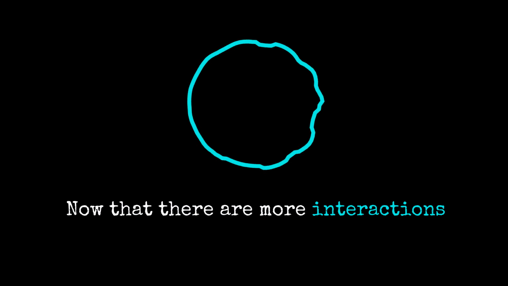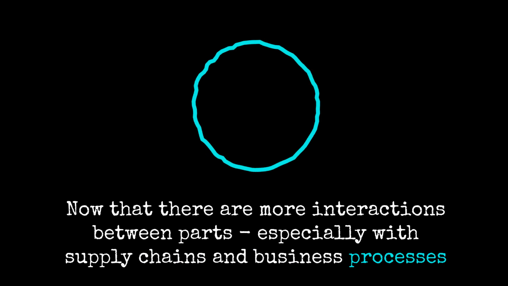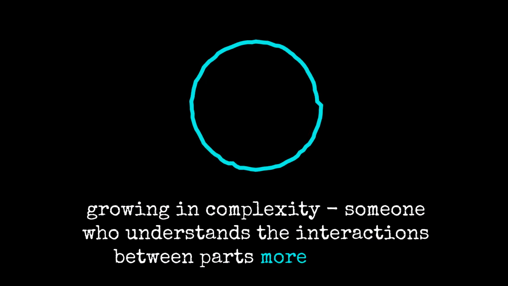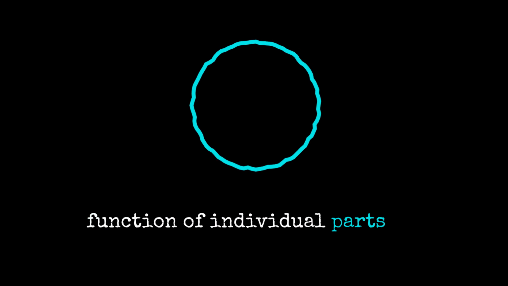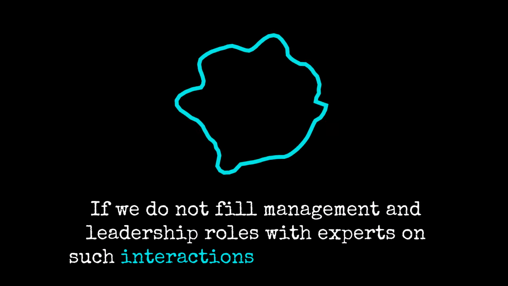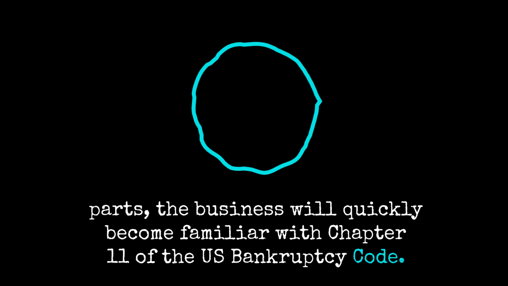Now that there are more interactions between parts, especially with supply chains and business processes growing in complexity, someone who understands the interactions between parts more than the function of individual parts has a perspective growing in value. If we do not fill management and leadership roles with experts on such interactions between different parts, the business will quickly become familiar with Chapter 11 of the US Bankruptcy Code.